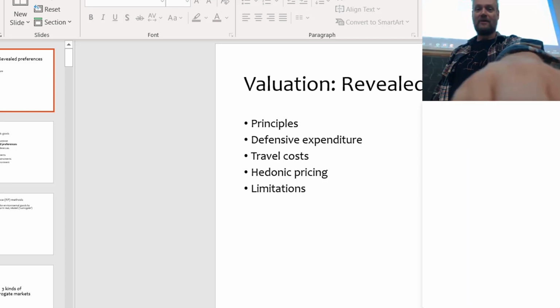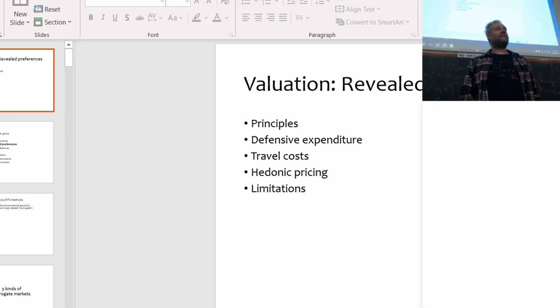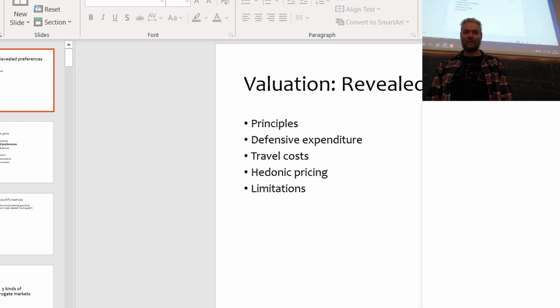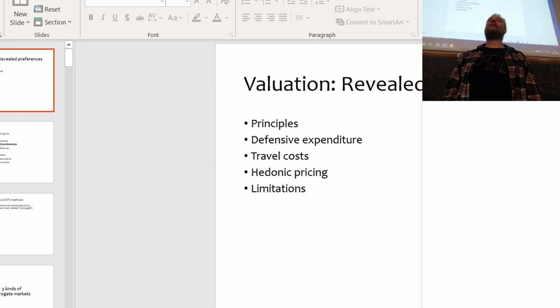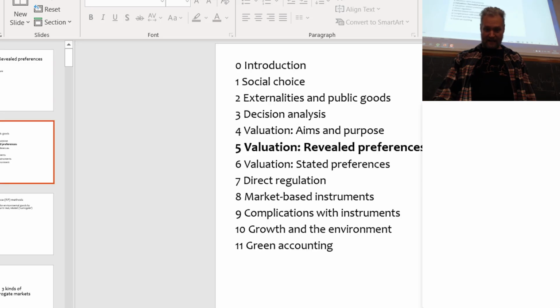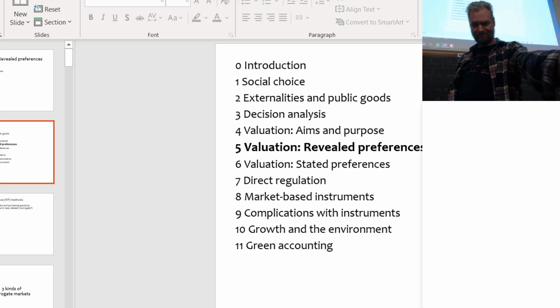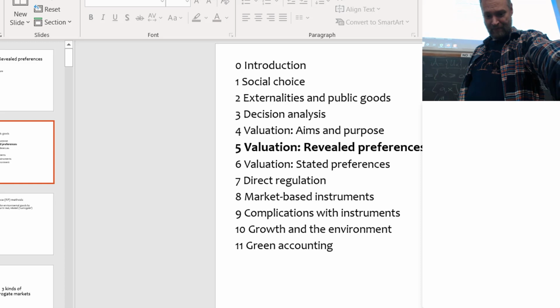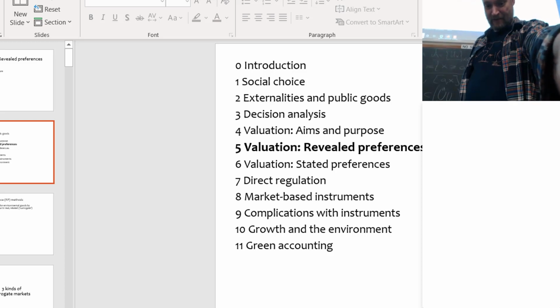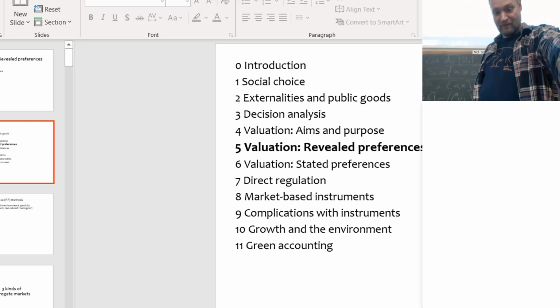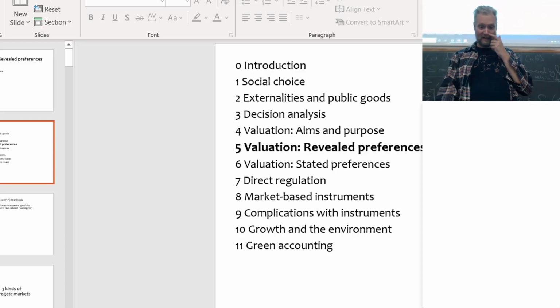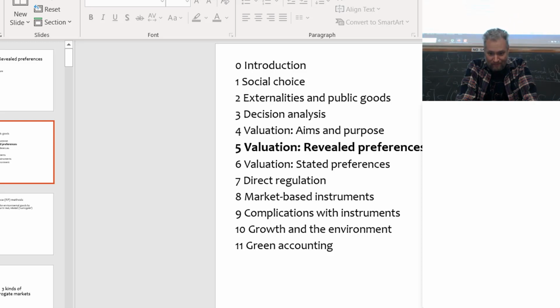And then next week I'm going to talk about methods that are more comprehensive and you can do more things with them, but that comes at the price of all sorts of biases. So this is where we are. I'm going to talk about revealed preferences today, and then next week I'm going to complete the sequence on valuation, and after that we're going to talk about instruments, policy instruments.